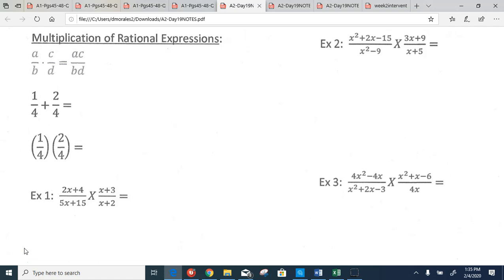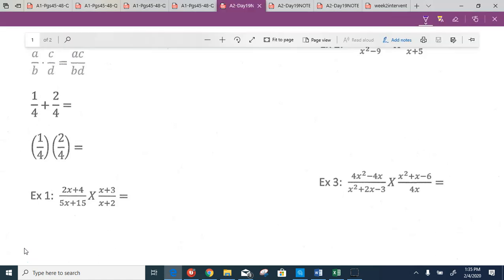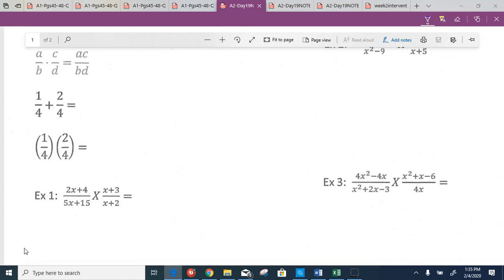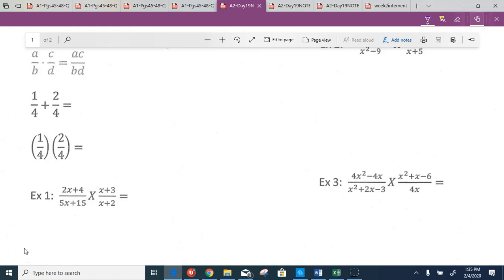When you're multiplying rational expressions, or more commonly known as fraction problems, there is a pretty simple rule. That rule up here is basically saying everything in your numerators gets multiplied, so a times c, and everything in your denominators gets multiplied, b times d.